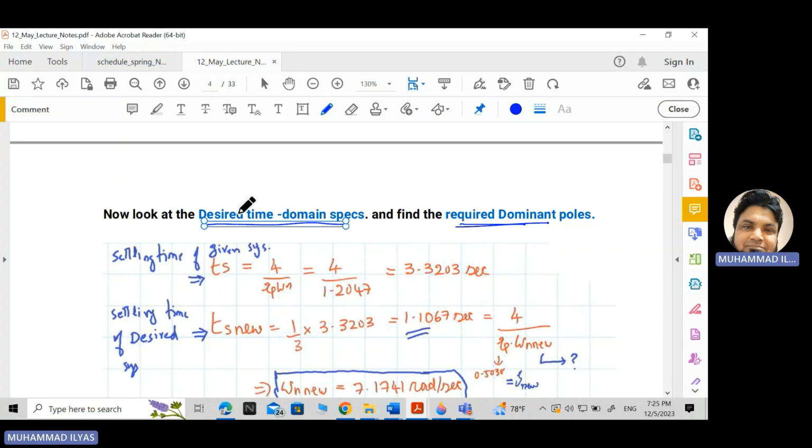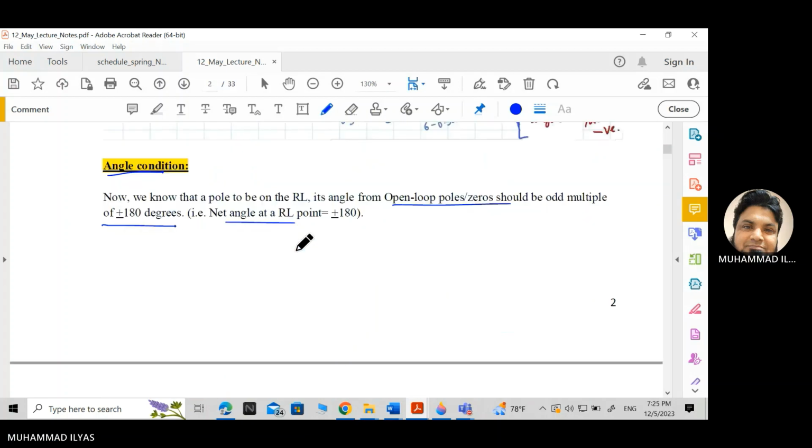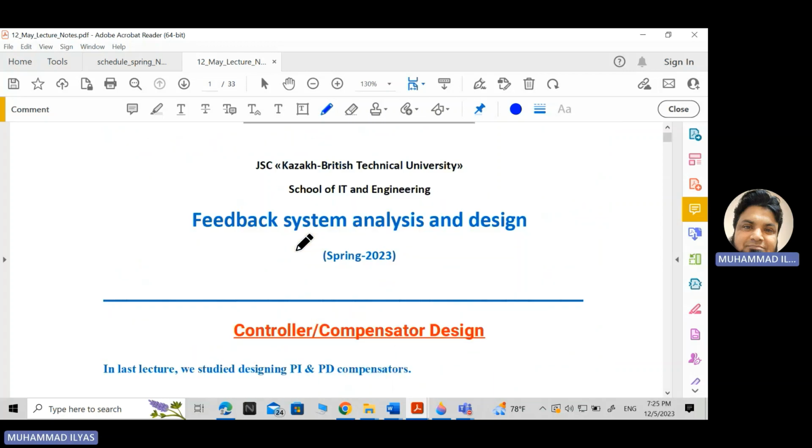So first, we see what is the requirement for the time domain specification. The requirement is that settling time of a given system is 4 over zeta omega n. This is the formula. So we know omega n, and zeta we will calculate. So this is the settling time of the given system. The settling time of the new system, it says 1/3.